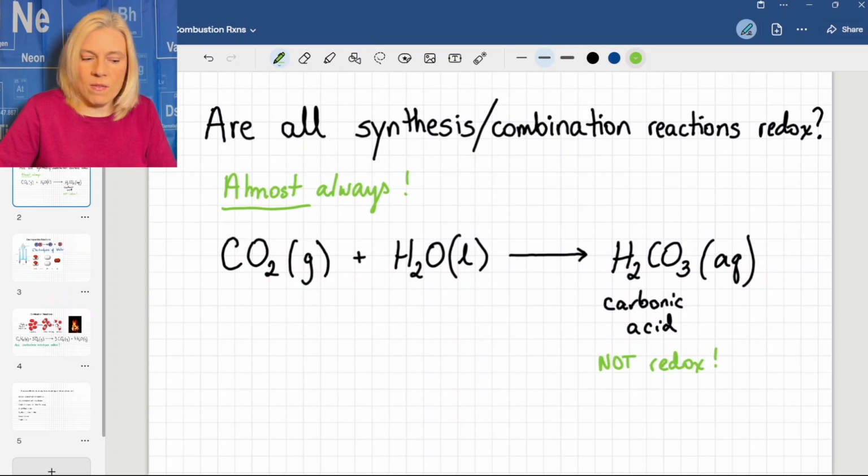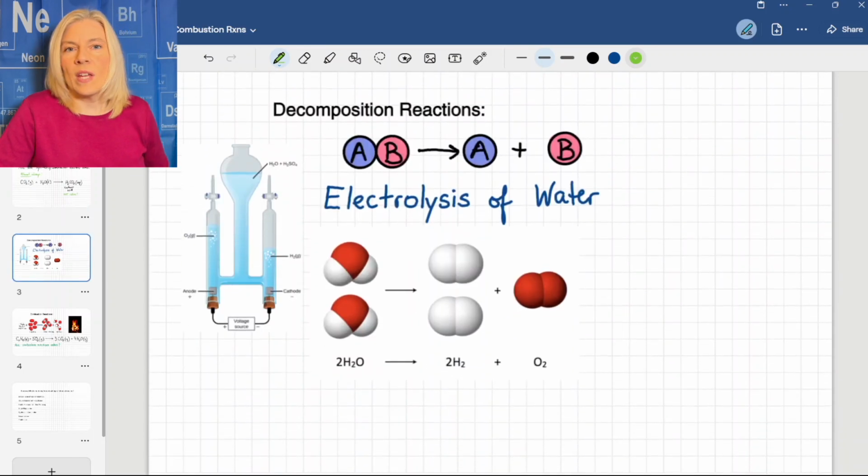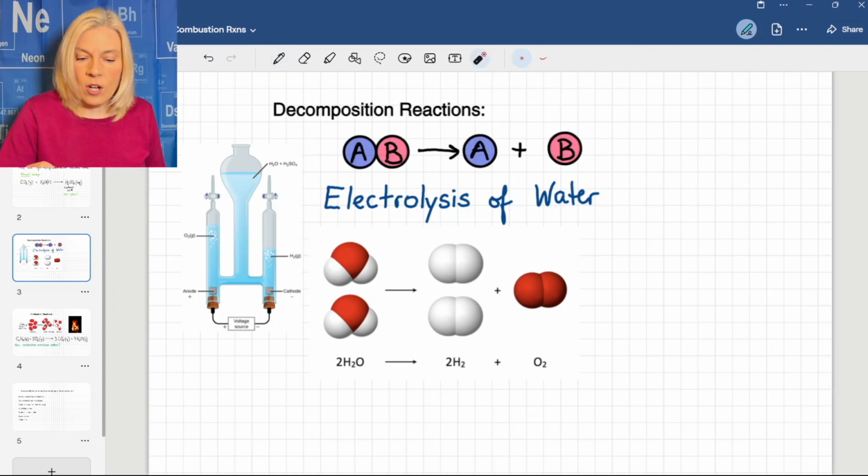So let's keep going. Let's look at some decomposition reactions. So the overall cartoon picture of a decomposition reaction is we have a compound, AB, which breaks apart into elements, element A and B. A perfect example of a decomposition reaction is electrolysis of water. And you have a really nice picture here. That's what it looks like in a lab.